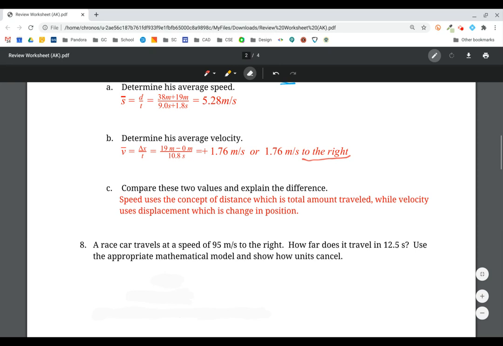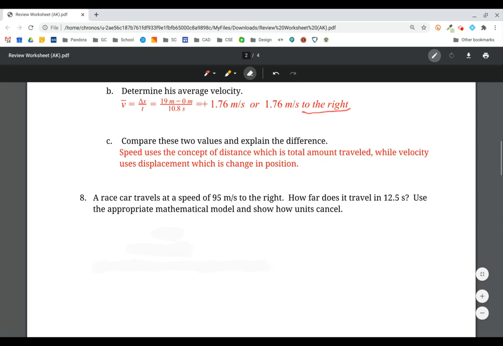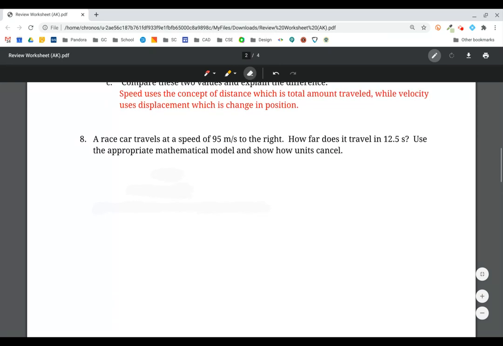And because the numerator in part B has a direction, then the answer has a direction, whereas in part A, the numerator and the answer both are directionless. And for number 8, we have a race car that travels at a specific speed, and they tell us how much time they spend traveling at that speed, and they ask us how far it goes.